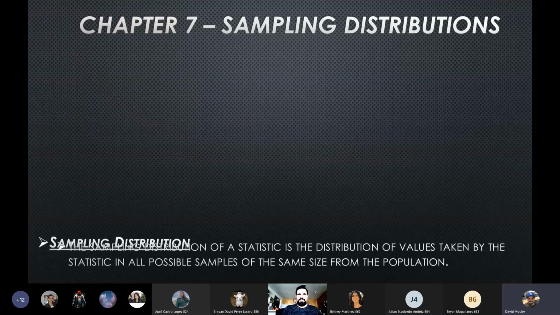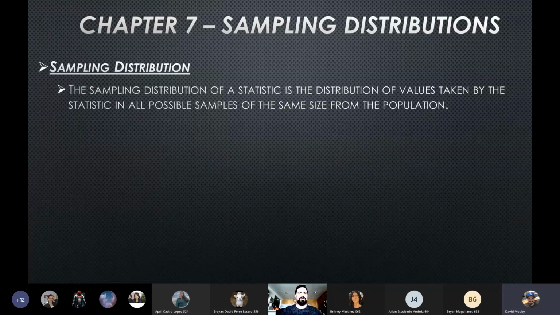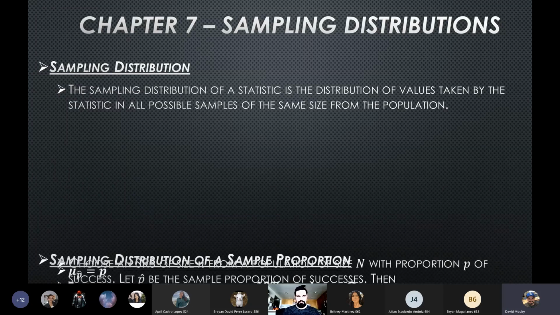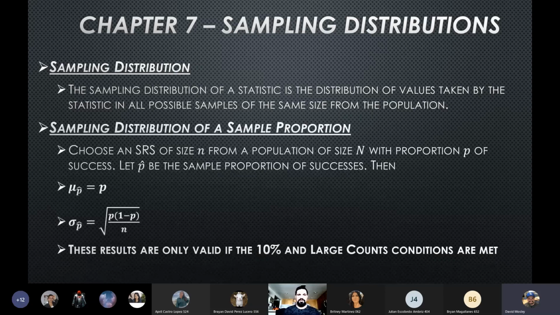So that leads us into chapter 7, sampling distributions. The sampling distribution of a statistic is the distribution of values taken by the statistic in all possible samples of the same size from the population. The sampling distribution of a sample proportion is as follows.